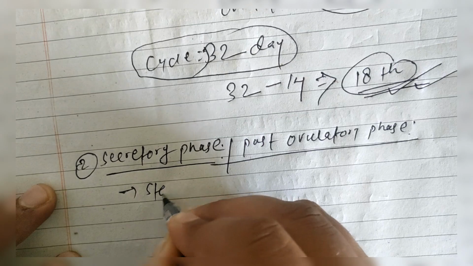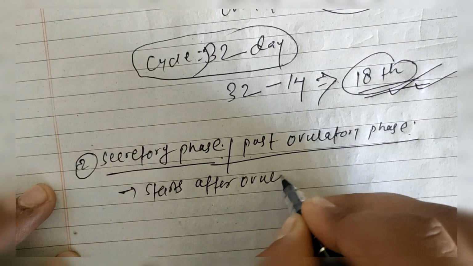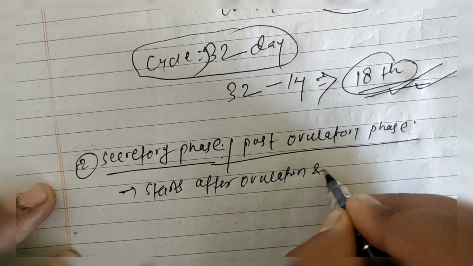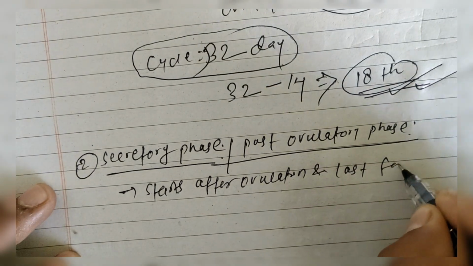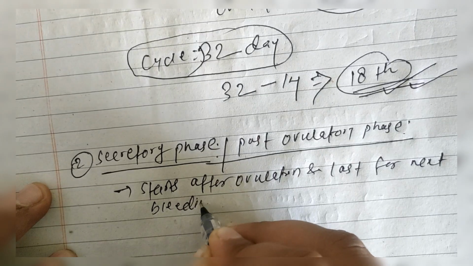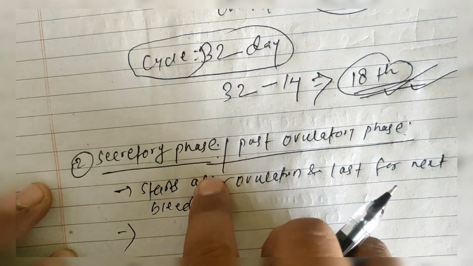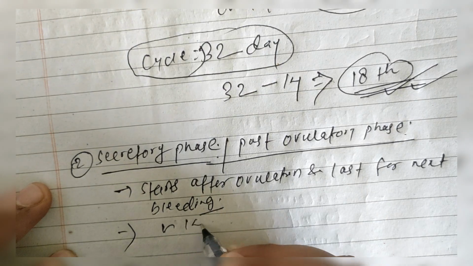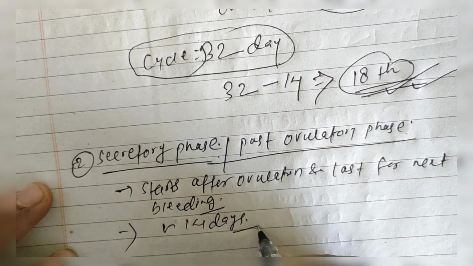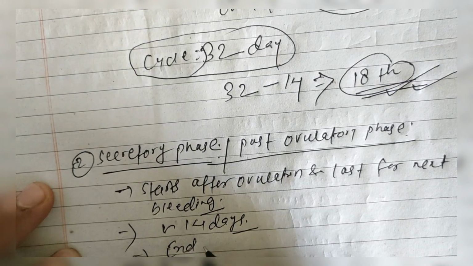It starts after ovulation and lasts until the next bleeding. And the average duration of this phase is about 14 days. And here also the endometrium becomes a thick endometrium.